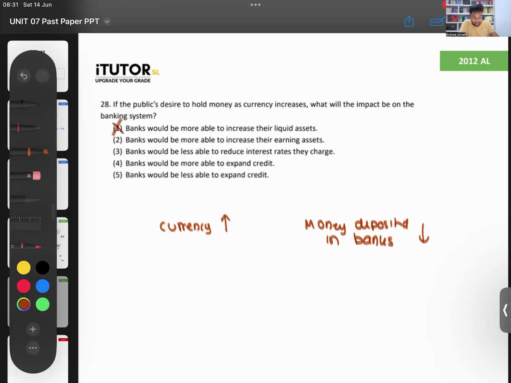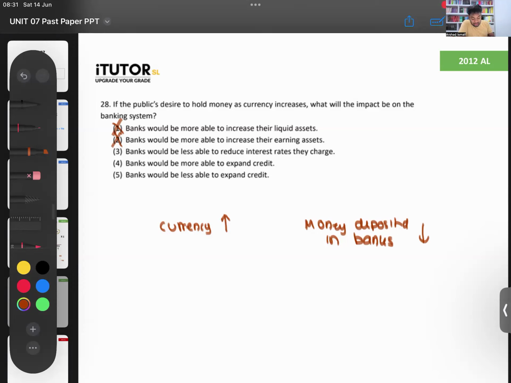Banks would be able to increase their earning assets. Earning assets can be loans. Do you think banks can increase their loans? Can they give more and more loans if people are not coming and depositing money? Again, no. If people are not depositing money, that means banks don't have the ability to increase their earning assets. They can't give out loans. No, banks don't have money.